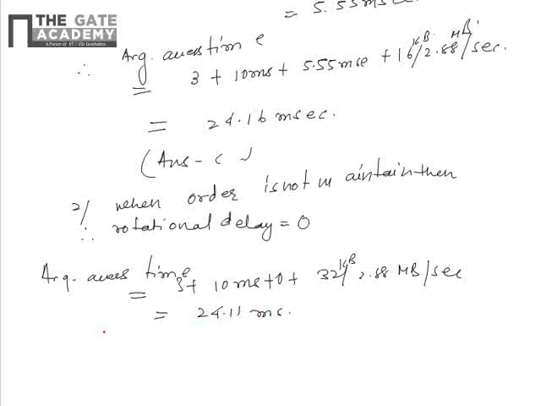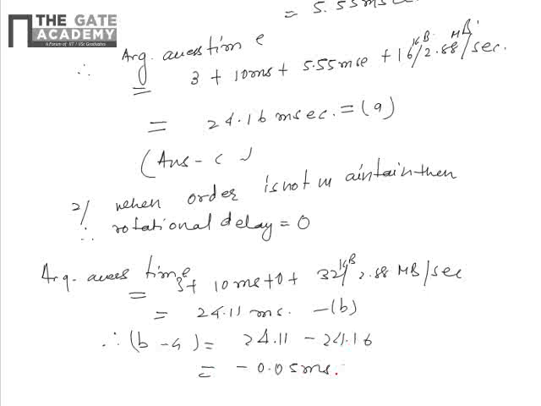In the question they have asked us to calculate B minus A. Assume the previous one was A and this is B. So B minus A is 24.11 minus 24.16, which is minus 0.5 milliseconds. So this is the answer. The answer is D. Thank you.